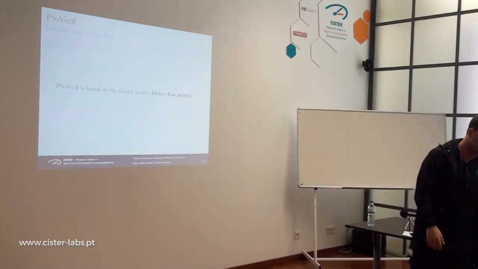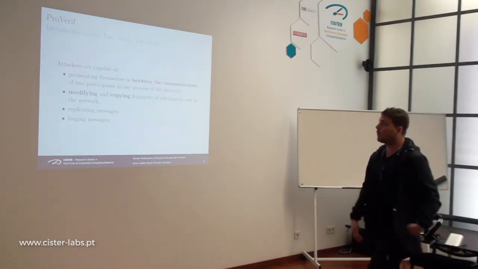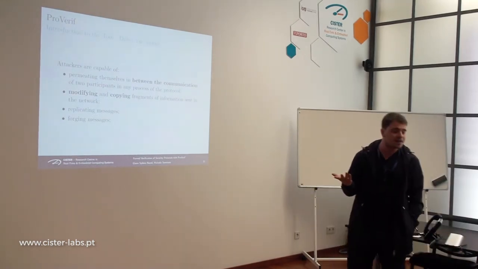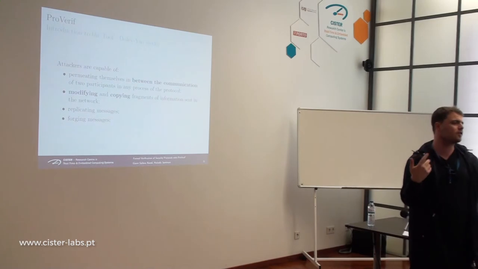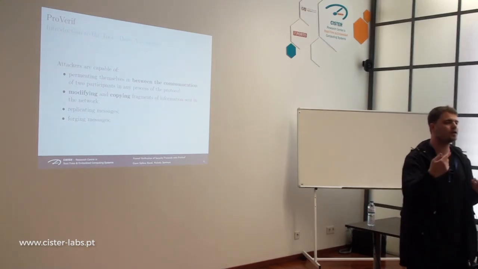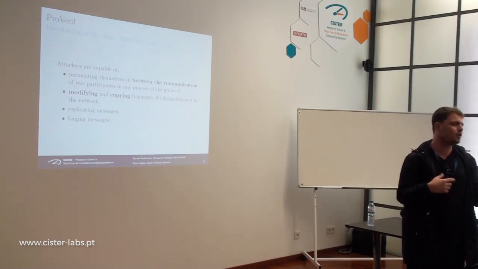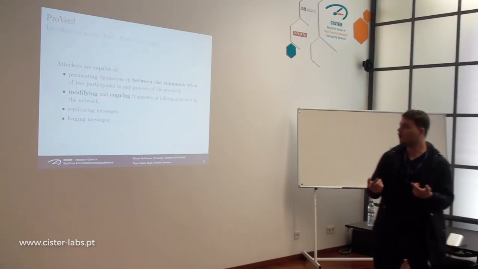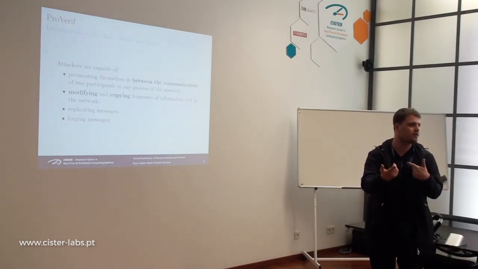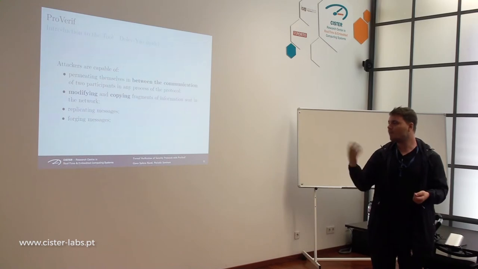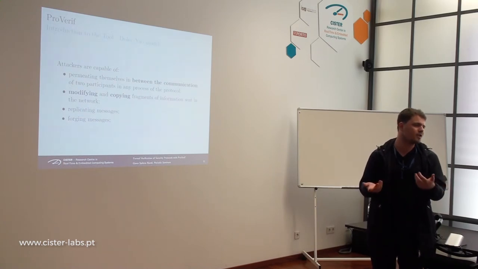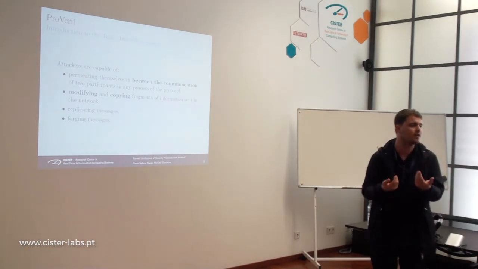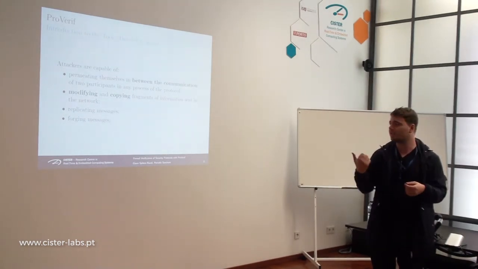What this model describes is that an attacker can insert itself between the communication of two entities. So if it's you and your Bluetooth device, the attacker can insert itself between the communication. It can also modify or copy the thing that you send to the device. It can replicate and forge messages. By forging, it can create its own message with its own data or with things that it copied before.